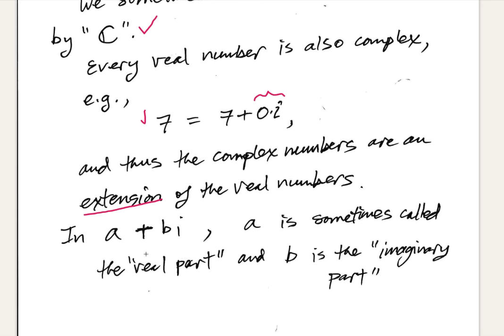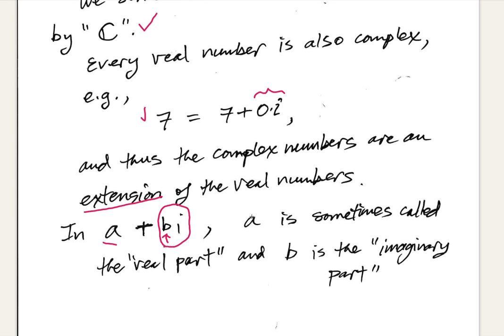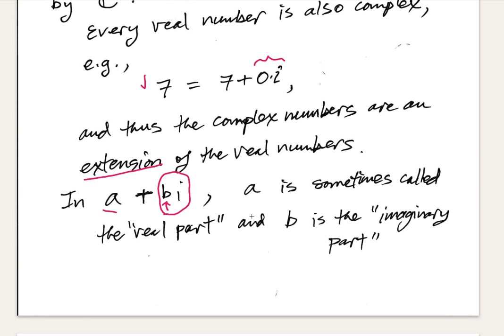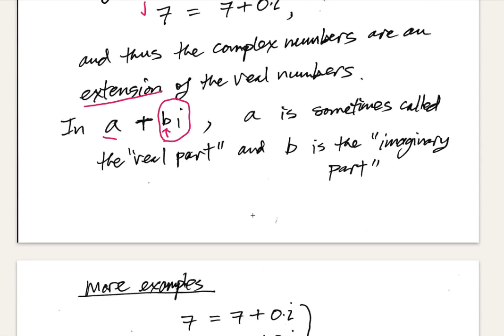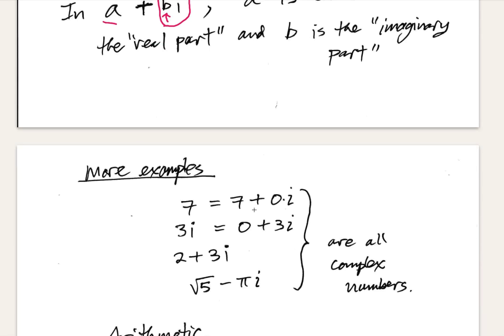In a plus bi, a is sometimes called the real part, and b is sometimes called the imaginary part. Though when we're talking about b, remember b is actually a real number, but it's the coefficient on i. Now, by the way, sometimes other people will consider this whole bi part to be the imaginary part, which makes more sense to me, but that's the way it is. So a is the real part and b is the imaginary part, though the coefficients a and b are both real numbers. Okay, let's look at some more examples here.